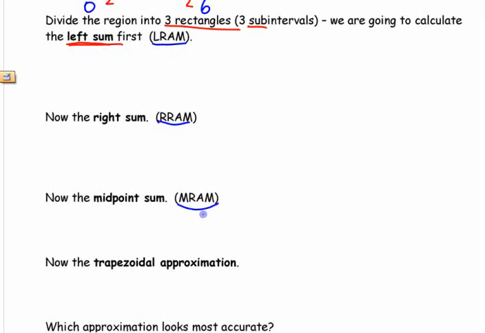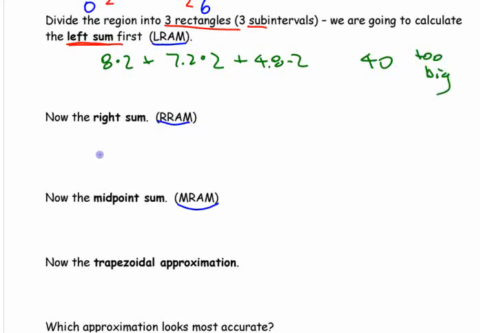Okay. All of these are going to give you something. We could calculate. I think this one worked out to, what was it? 8 times 2 plus 7.2 times 2. Has anybody calculated that one? Plus 4.8. Yeah, 40. This one's 40. Too big. This one was the right hand sum. It was too small, right?